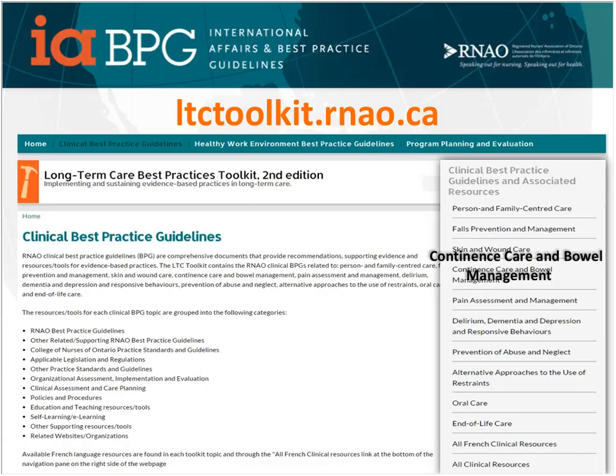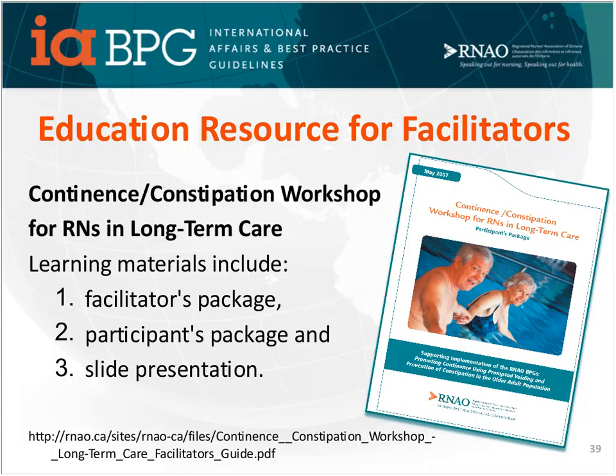So on the next slide, as you see here, the teaching learning resources are the learning materials for the continence and constipation workshop for RNs in long-term care. Now, as you see, the topic is coupled along with continence as well. This supports implementation of the RNAO best practice guideline on promoting continence using prompted voiding, as well as on the prevention of constipation in the older adult population.